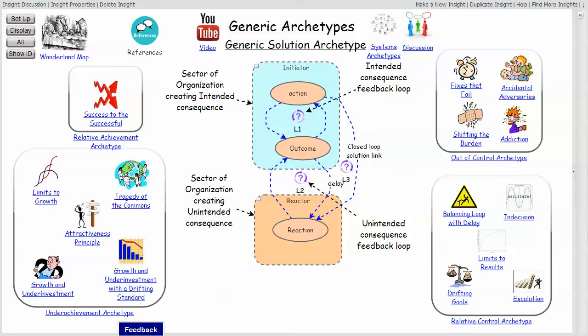As I've been talking about generic archetypes, I'd now like to go over a version called the Control Generic Archetype, which is a particular form of the generic solution archetype that maps to fixes that fail, accidental adversaries, shifting the burden, and addiction.